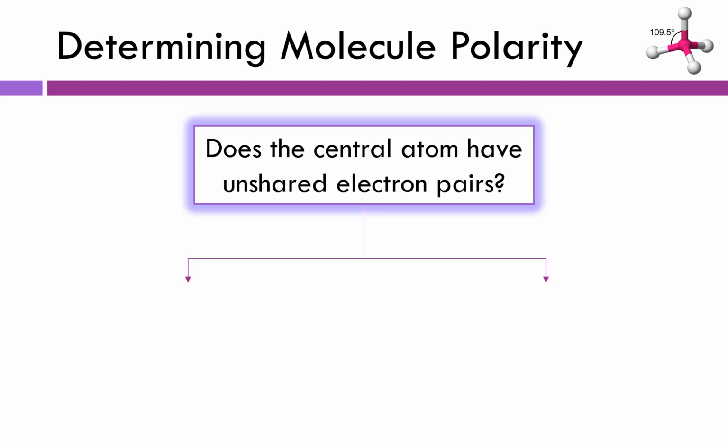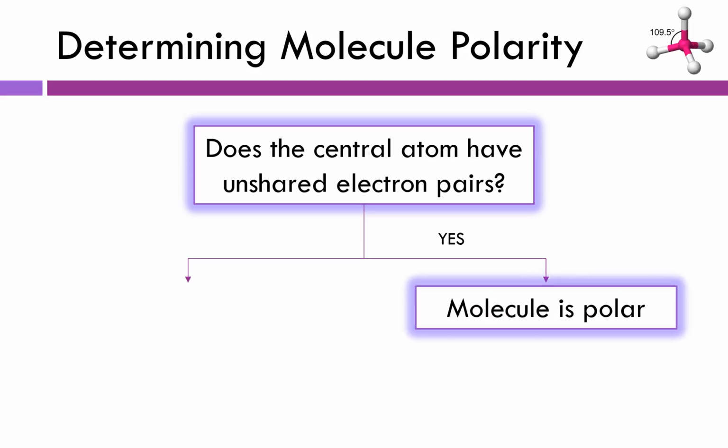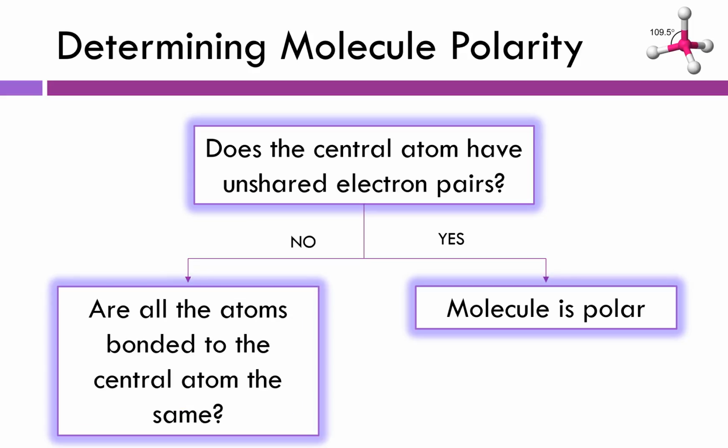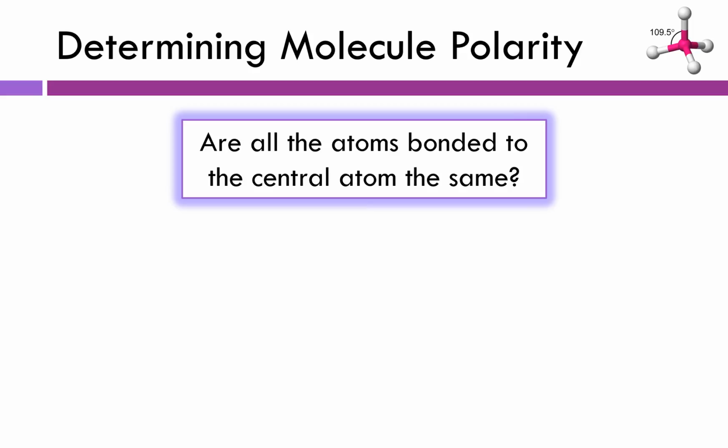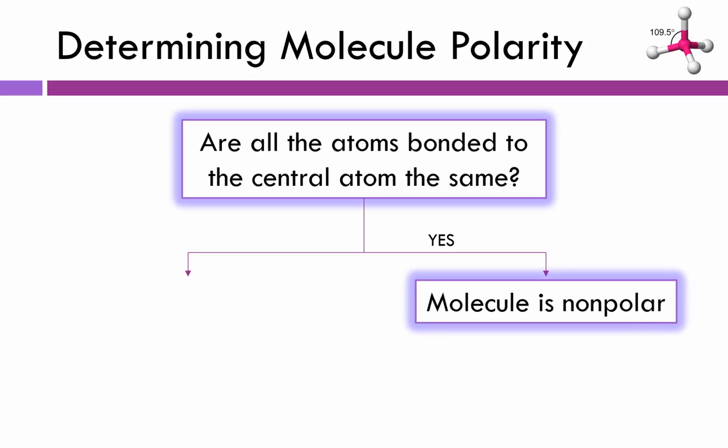So does the central atom have unshared electron pairs? If the answer is yes, you're almost guaranteed that the molecule is polar. If the answer is no, you have a little bit more work to do. You need to take a look at the atoms that are bonded to the central atom and see if they're all the same. If all of the atoms bonded to the central atom are the same, that means that you have a nonpolar molecule. So no unshared pairs of electrons, the same atoms bonded to the central atom, the molecule has to be nonpolar.